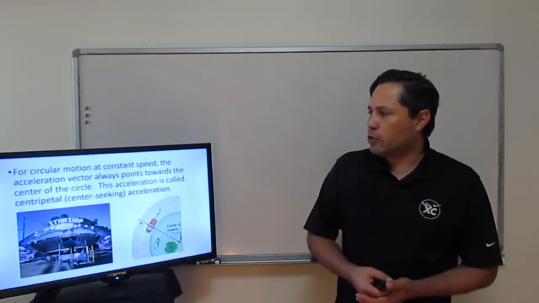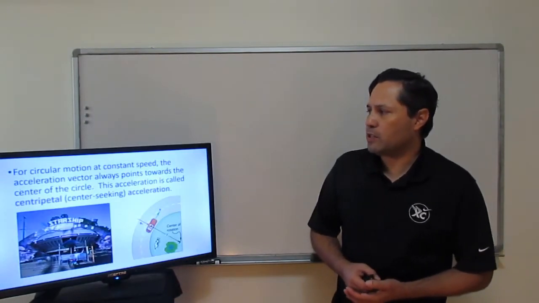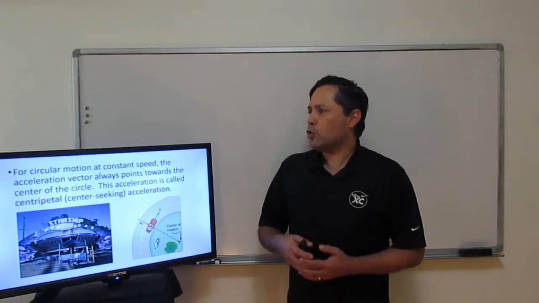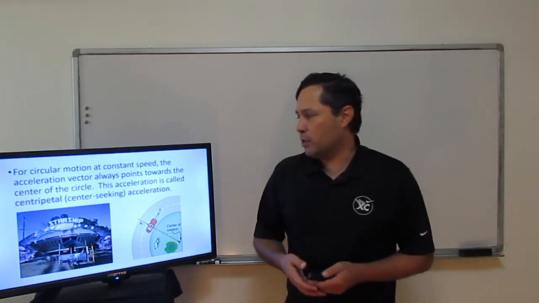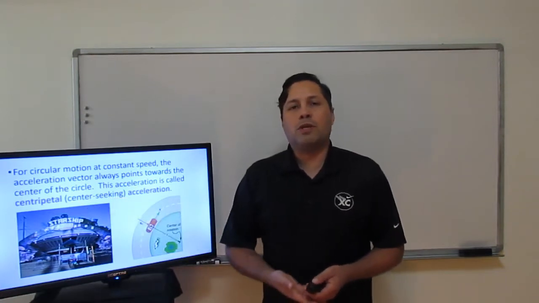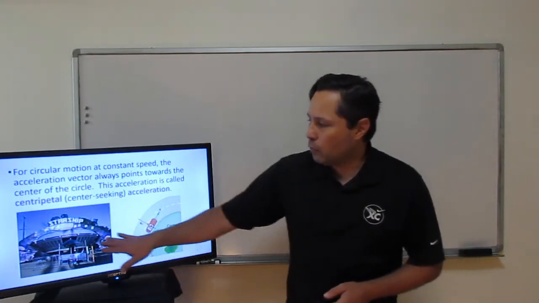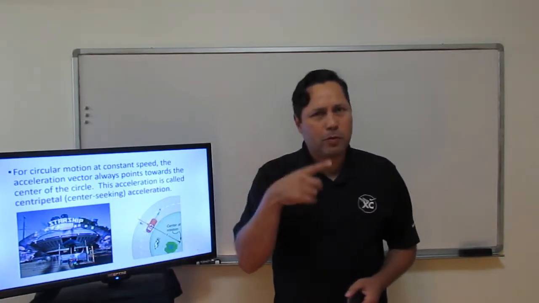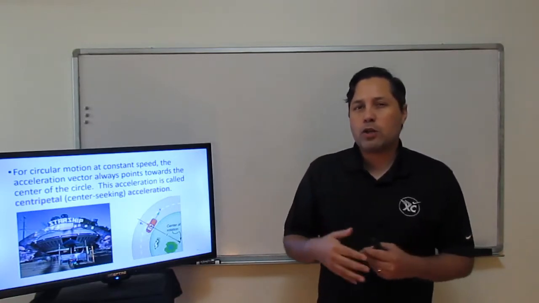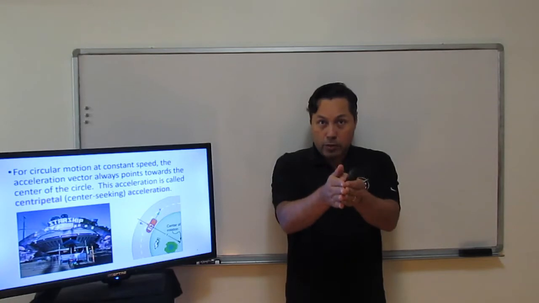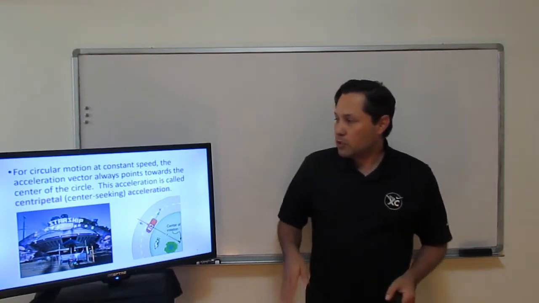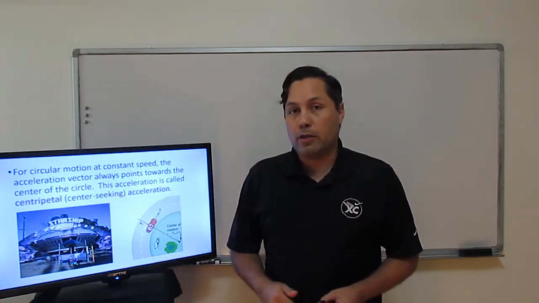Okay, and for circular motion at a constant speed, the acceleration vector always points towards the center of the circle. This acceleration is called centripetal acceleration, and the word centripetal means center seeking. So if you were on one of these rides that spin around, which direction are you accelerating? As your back is against the wall, you're actually accelerating towards the center of the circle. Center seeking, again, centripetal acceleration.